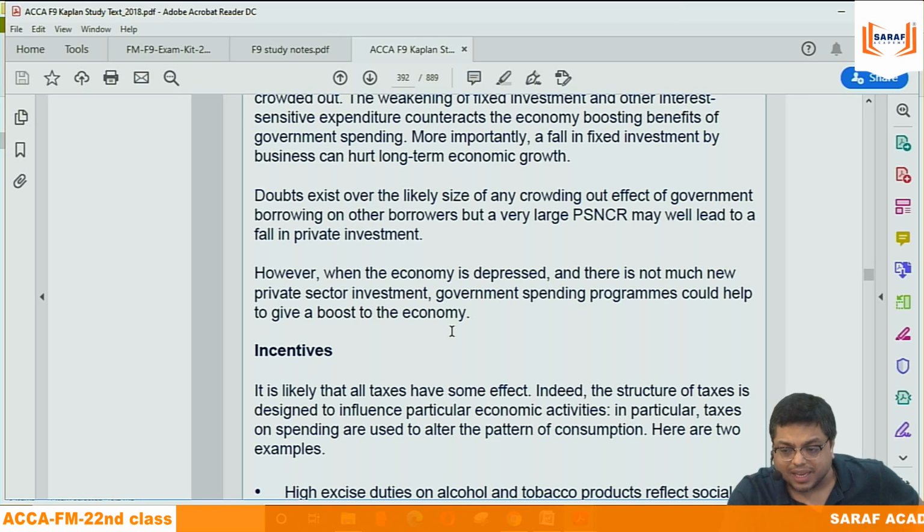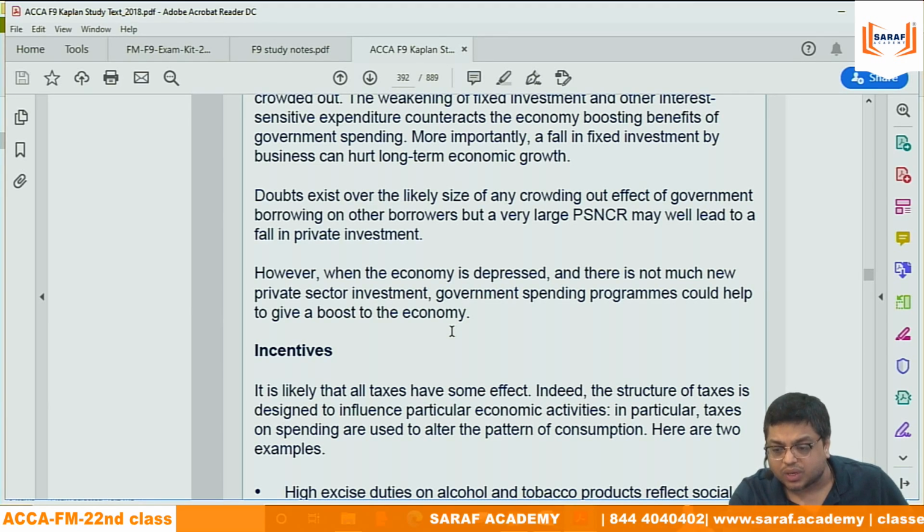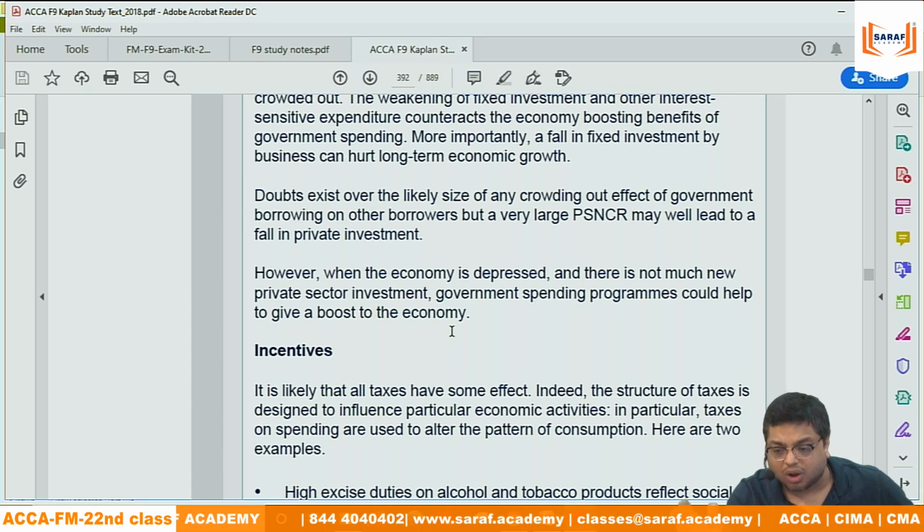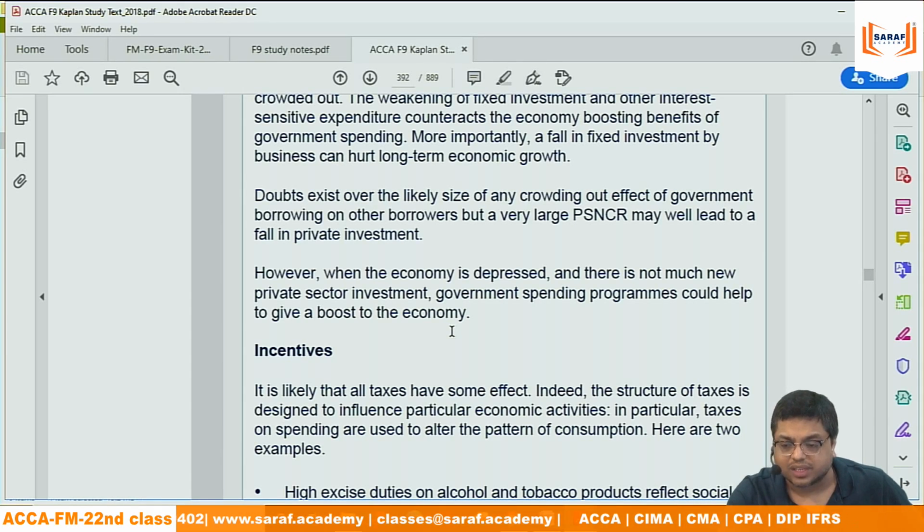So crowding out means government borrowing reduces the money supply in the market. So private investors, the companies and corporates, are not arranging funds for doing projects because the cost is high. The government is borrowing for government projects to boost the economy, but that creates an adverse effect. That is what they are saying about the fiscal effect.